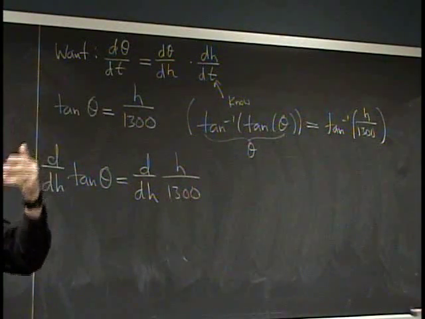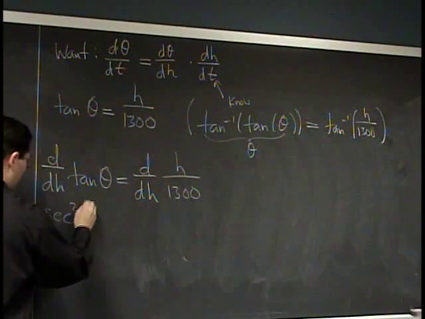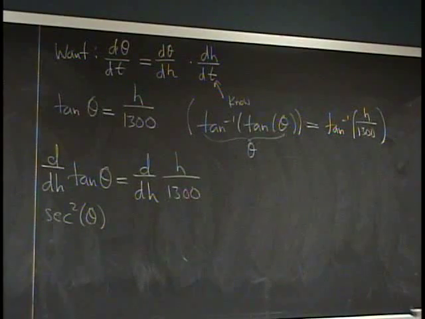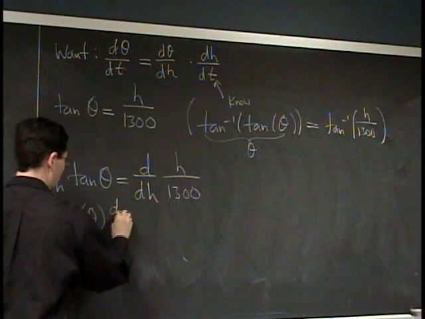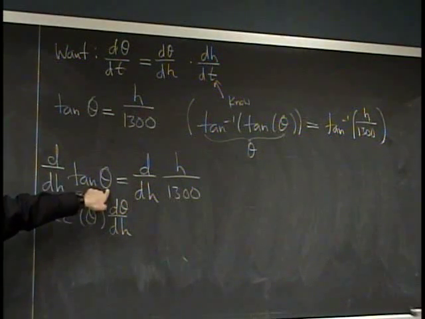What's the derivative of tan? Secant squared. But can I stop here? No, I have to multiply by d theta by dh. Right? It's the chain rule.